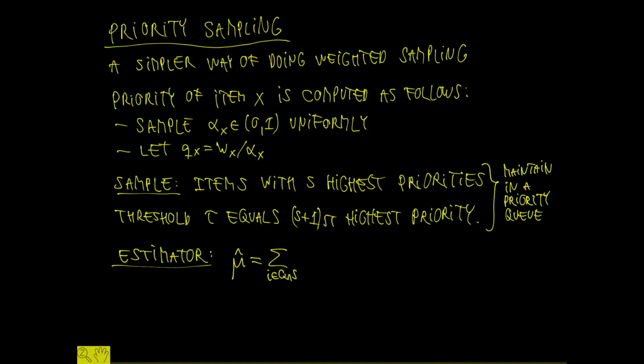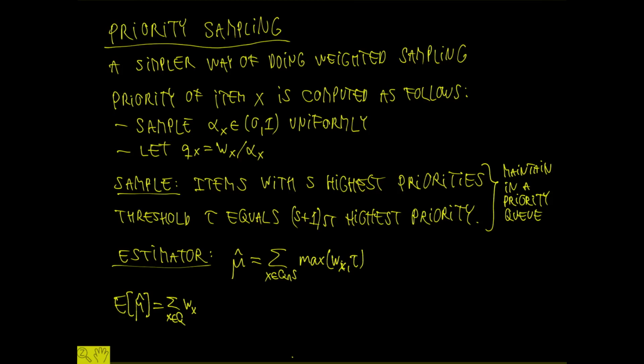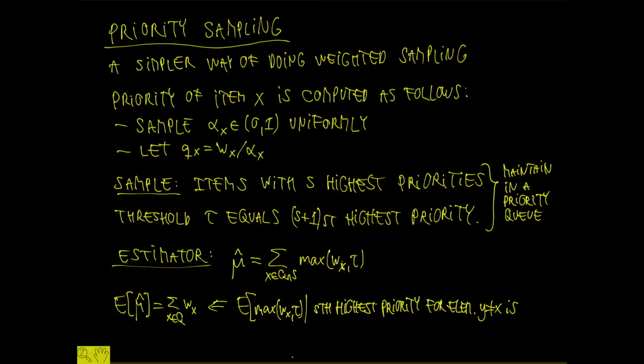Now the estimator, the unbiased estimator U hat, is again a sum over all the samples in the set Q that we care about, and what we sum is the maximum of 1 and the weight Wx over tau, this threshold. Now I claim that this is an unbiased estimator. That is, that the expected value of mu hat is exactly the weight of x, if this is for the case of a single element.